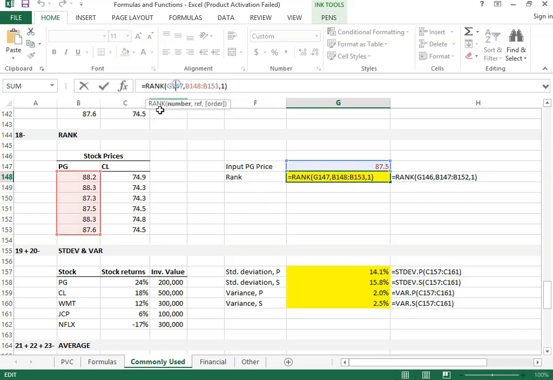So equals to rank. What do we have to find out? 87.5. Where do we have to find out? In this range. And one for ascending order. So what it will do is it will arrange these numbers in ascending order and will find out what is the rank for 87.5.